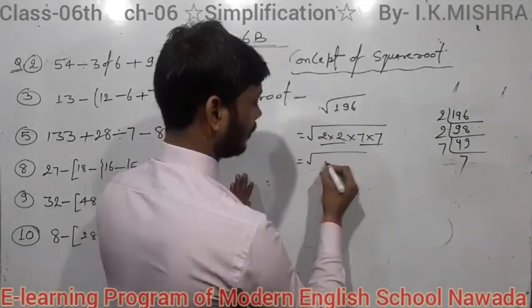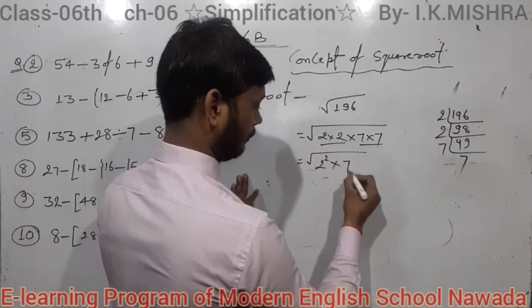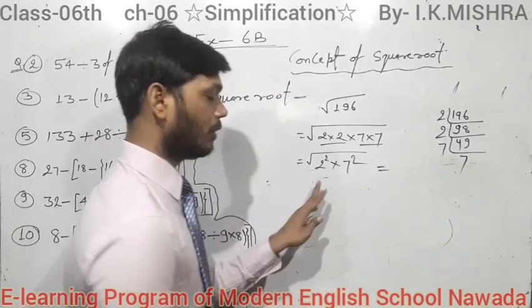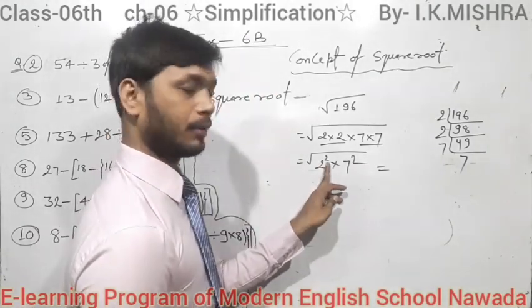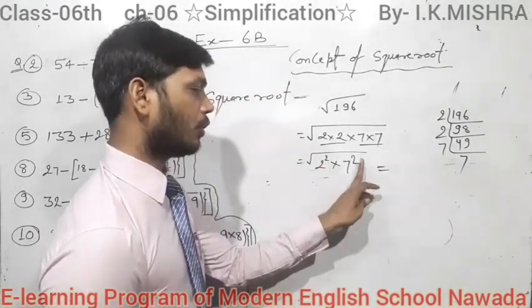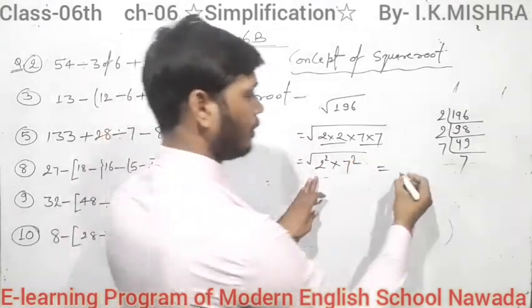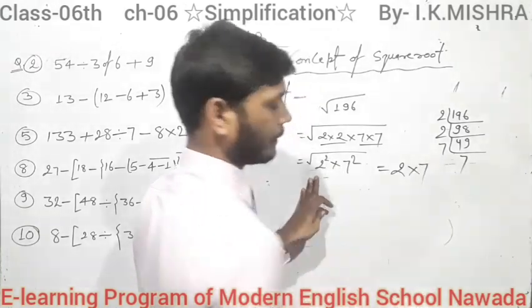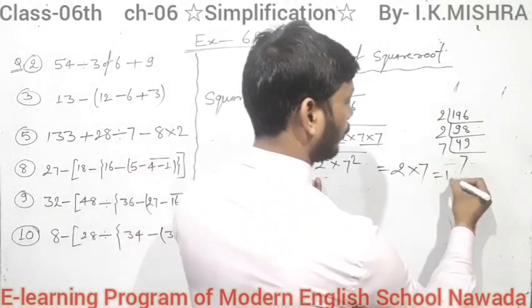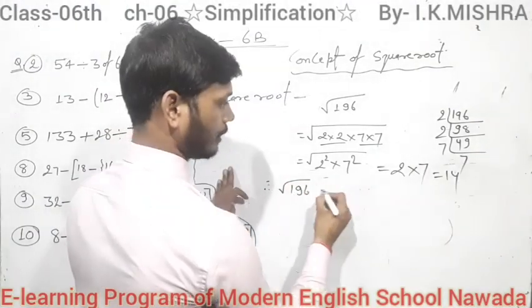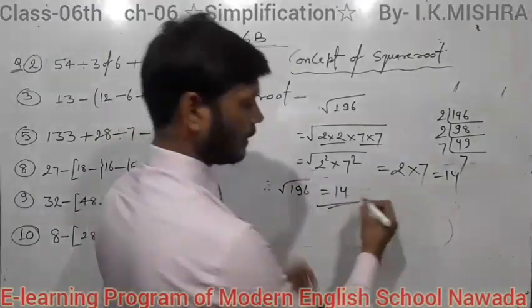Here, under root 2 square into 7 square. That means a square is present and a square is here, so its root on this number is removed. It will be written 2 into 7, and that means 14. So the square root of 196 is equal to 14.